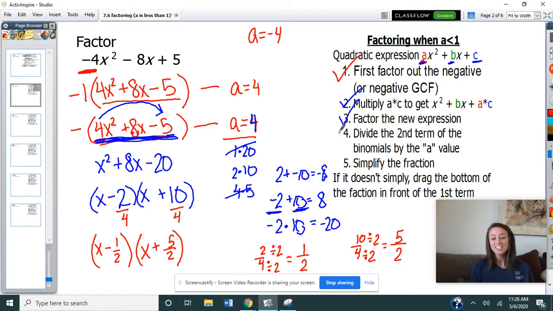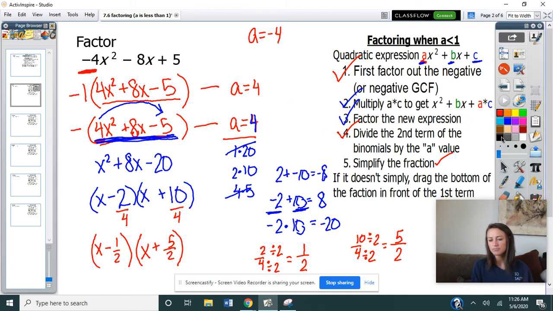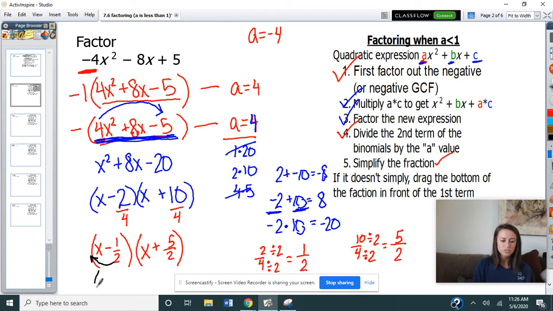We divided the second term by the a value. We divided everything by a. Now we simplify the fraction, which is what we did. But now, if it's still a fraction, you've got to drag the bottom of the fraction in front of the first term. So let me just use a different color here. I'll use black. We're going to take this 2 and drag it in front. So it's going to be 2x minus 1. And we're going to drag this 2 in front. So it'll be 2x plus 5.